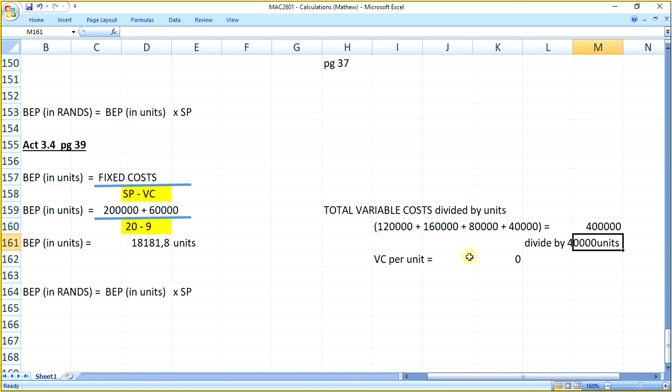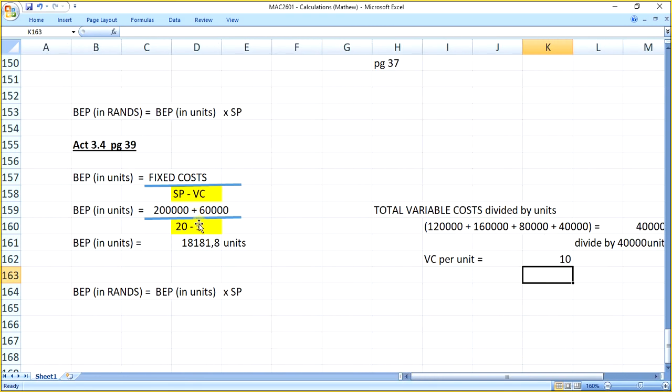Okay, that gives you 400,000. 400,000 divided by 40 is 10. Do you see that? Yes. Okay, great. So we can substitute that in. We need to change the 9 to a 10. And then we'll get 260,000 divided by 20 minus 10, which gives you 26,000 units. Okay, that's in line with the textbook. Happy with what they've got? Yes.